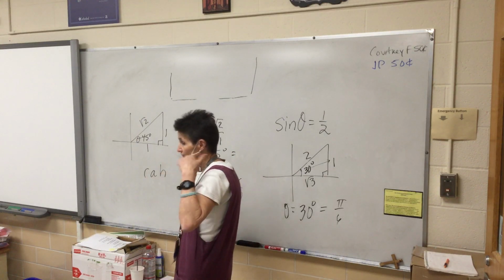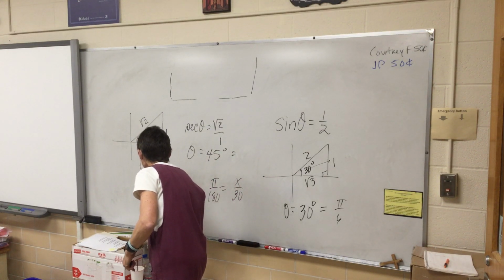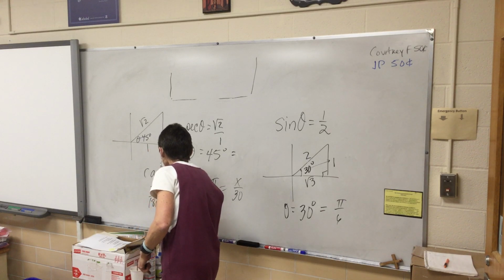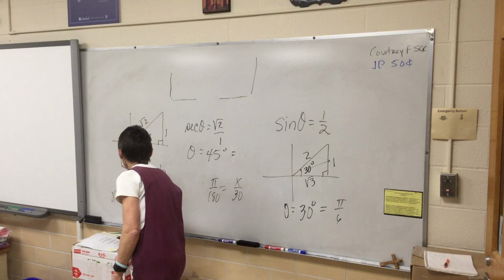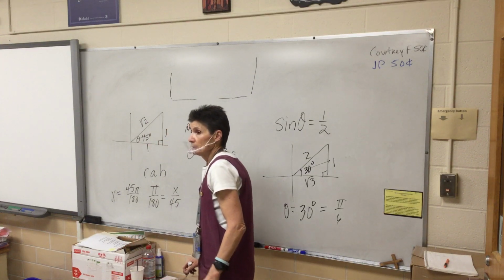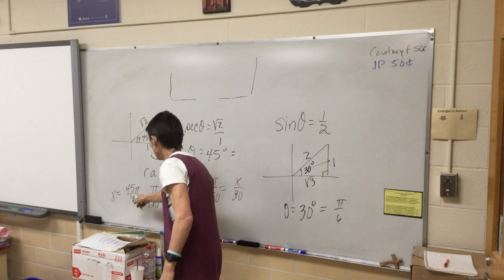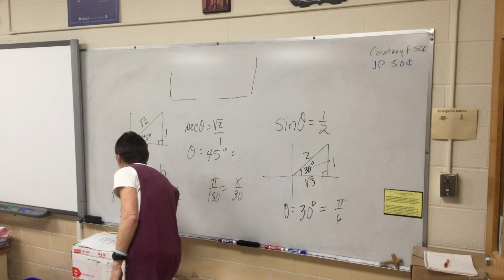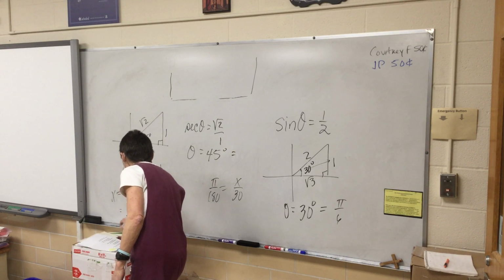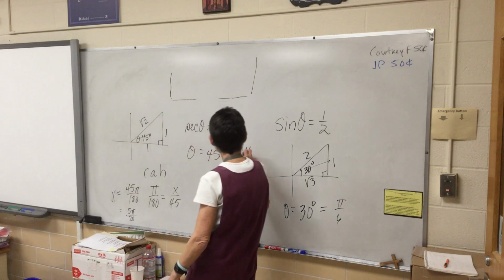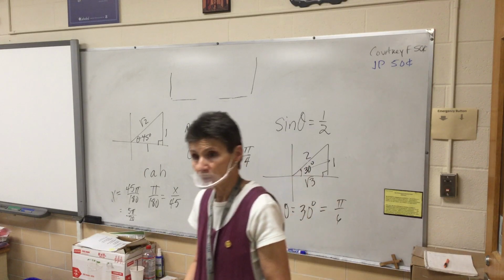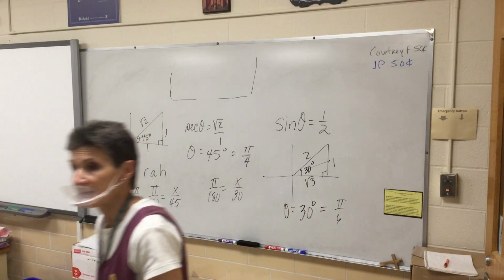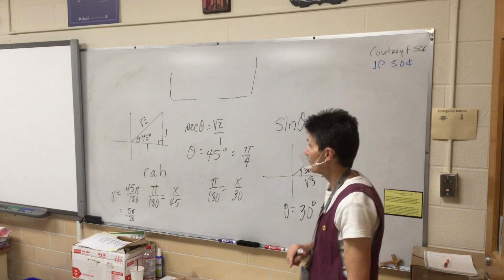Well, if it's not processing, pi over 180 equals what over 45? So x equals 45 pi over 180. 9 goes into both of those. 9 goes into there 5 times over 20. Pi over 4. Does that make sense? Yeah, because 45 is 1/4 of 180. So it's going to be pi over 4.